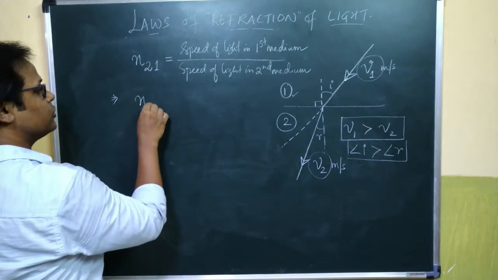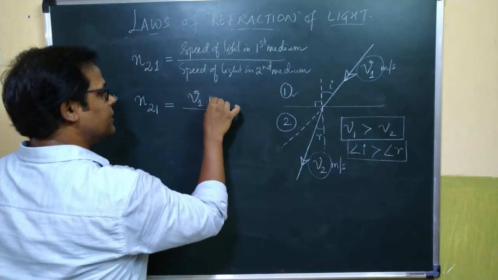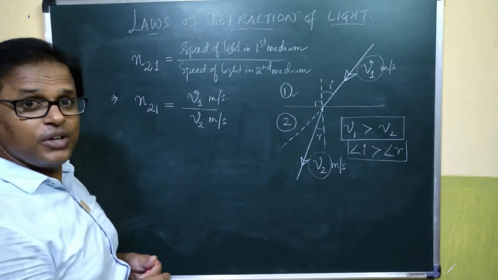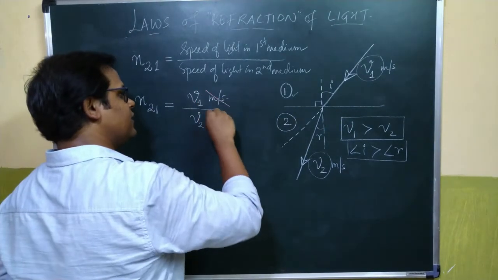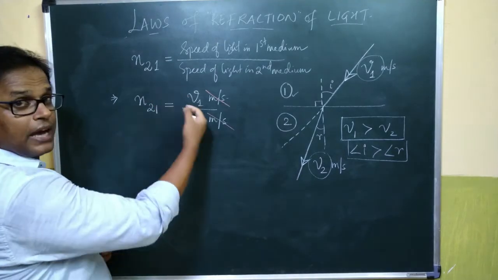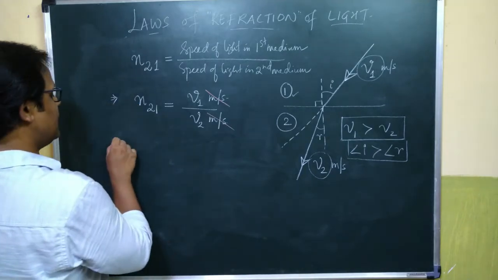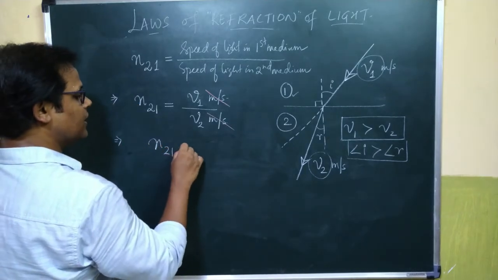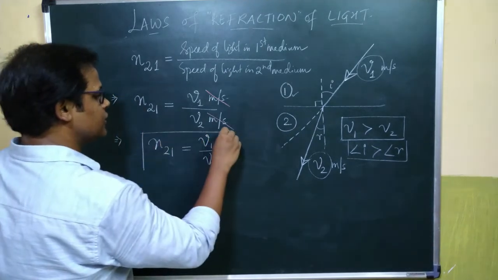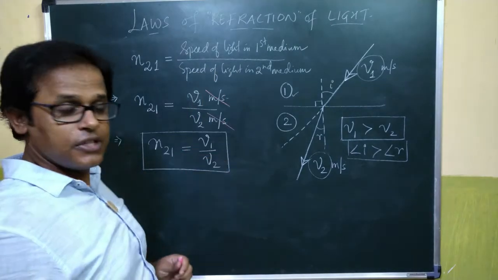So in symbolic notation, n21 could be easily written as v1 meters per second by v2 meters per second. I bother to write the units to let you know and make it exactly fixed that the units actually get cancelled off. You're left with speed by speed, a number by number, which is equal to a pure number. So hence n21 can be written as v1 by v2. This is one way of writing the refractive index of the second medium with respect to the first medium.